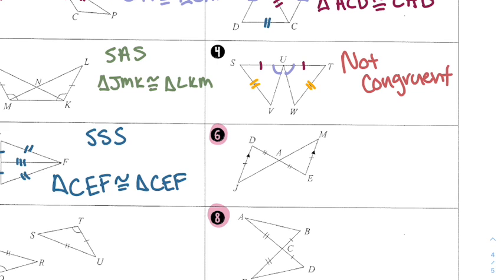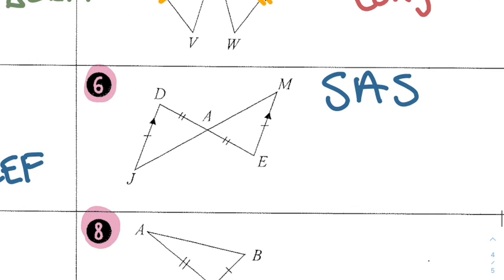So number 6 was side, angle, side, because JD was congruent to ME, DA was congruent to AE, and this is where a lot of people get mixed up. So yes, angle A is congruent to angle A because they're vertical angles, but we did that, then we have side, side, angle, okay, which is, again, very bad, right? Remember that these symbols mean the lines are parallel, okay?